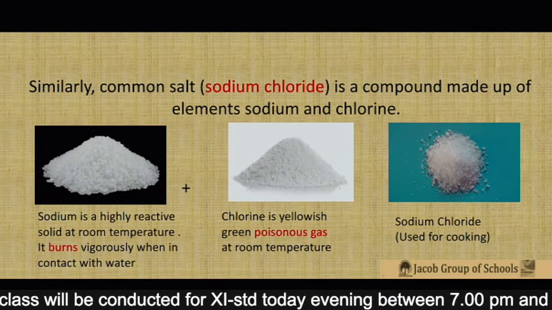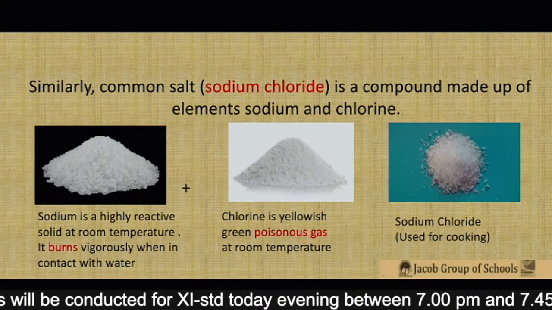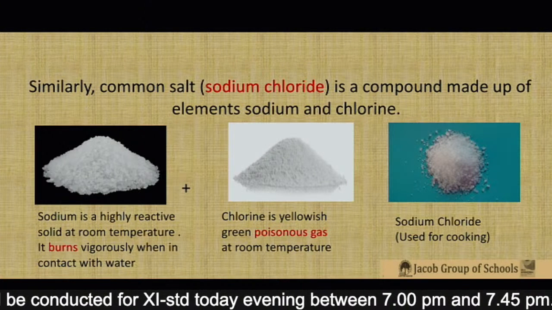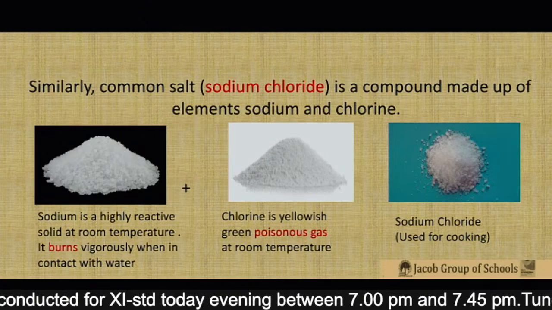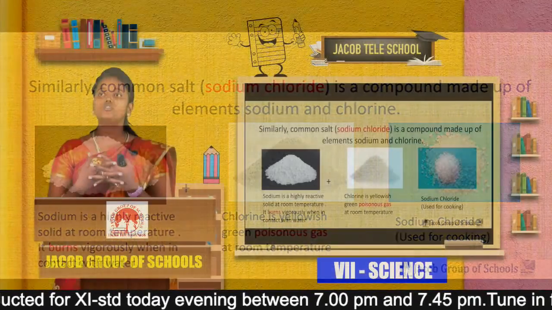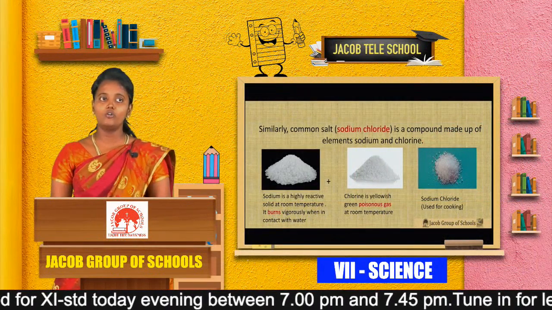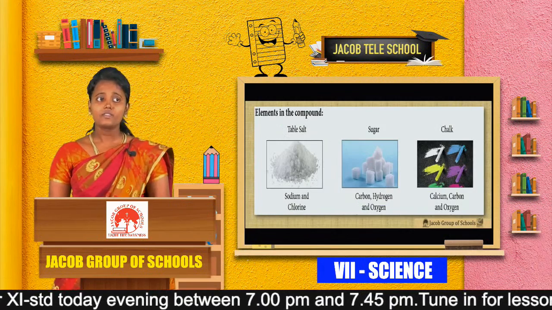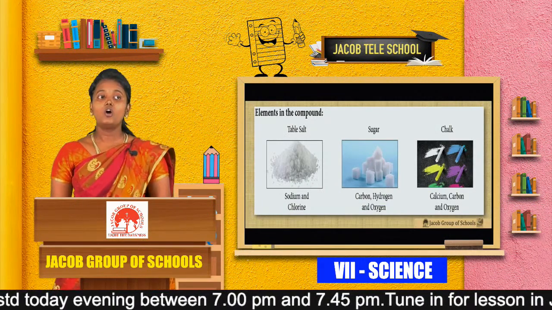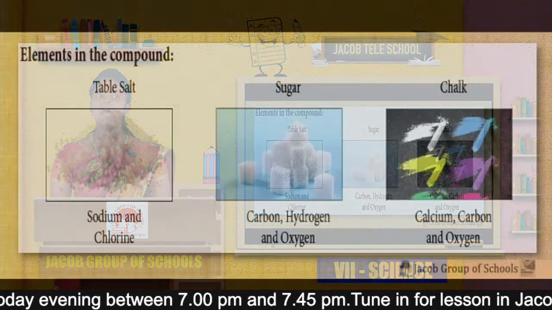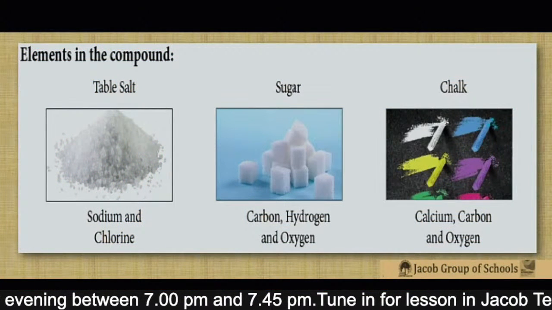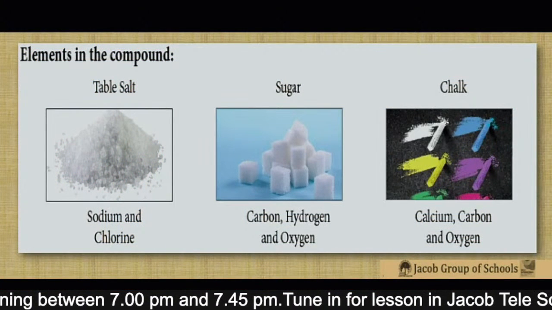ஓகே, ஸோ sodium is one kind of element, chlorine is one kind of element. So sodium and chlorine ஒன்றா சேரும்போது we get a sodium chloride, that is a compound. Okay, right. The same way carbon, hydrogen and oxygen, இந்த மூணும் ஒன்றா சேரும்போது we get a sugar.